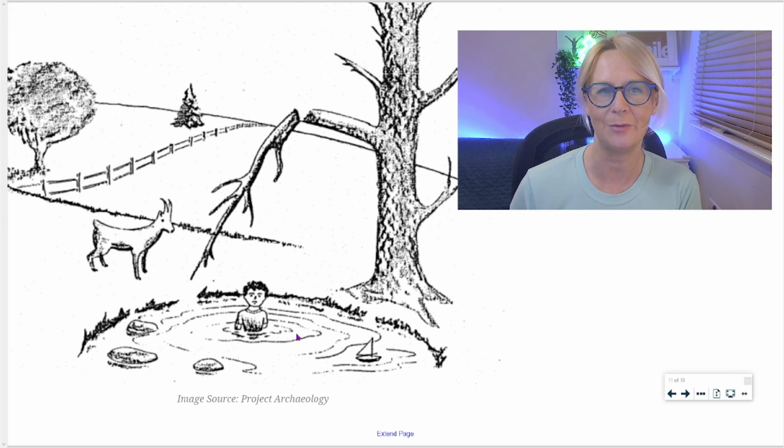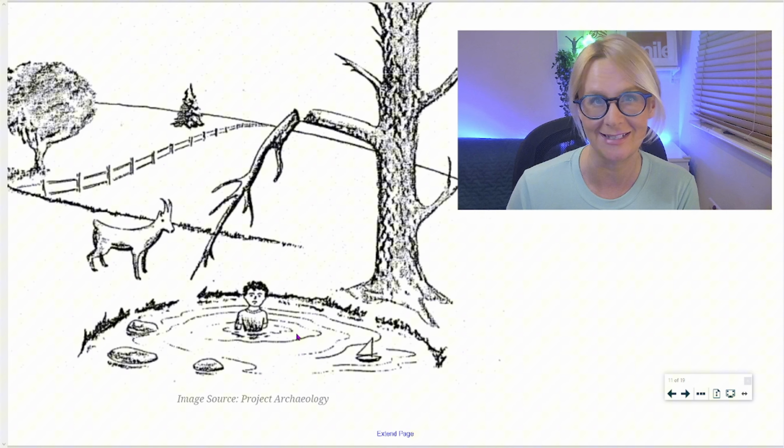It's important here that we state that inferences are not definitely going to be true. We don't know that they're definitely factually true. They are just our conclusion that we've come to from the evidence that has been presented.